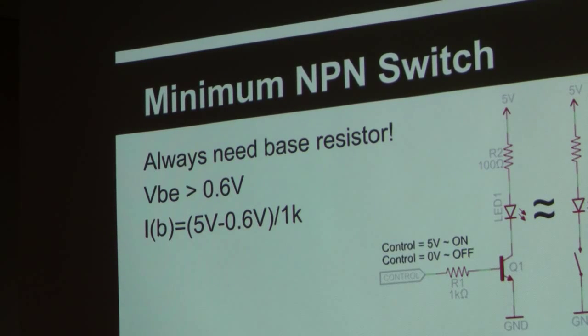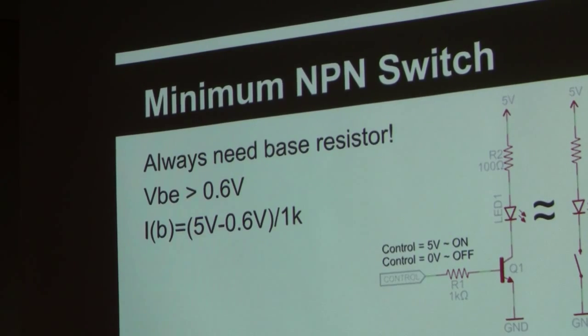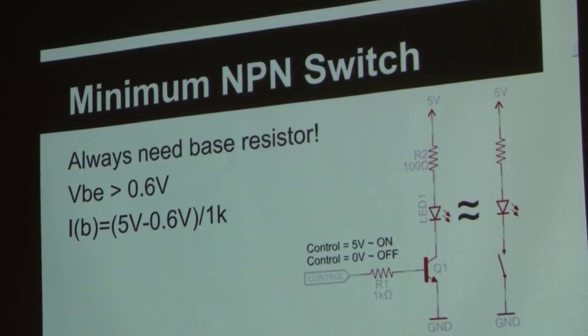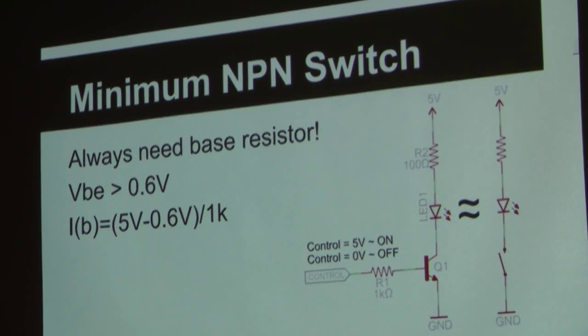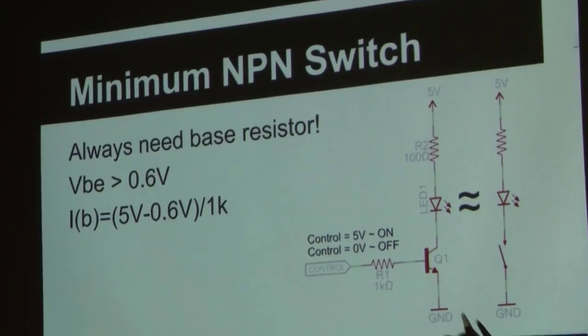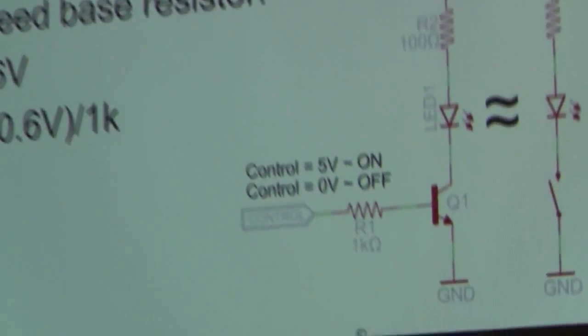Stepping into how do you use a BJT. This is an NPN BJT, and I'll hit NPN and PNP in a few slides down. One of the things is the base resistor here, R1, is always needed because you actually have here between the resistor and ground, that acts just like a diode, like a silicon diode.